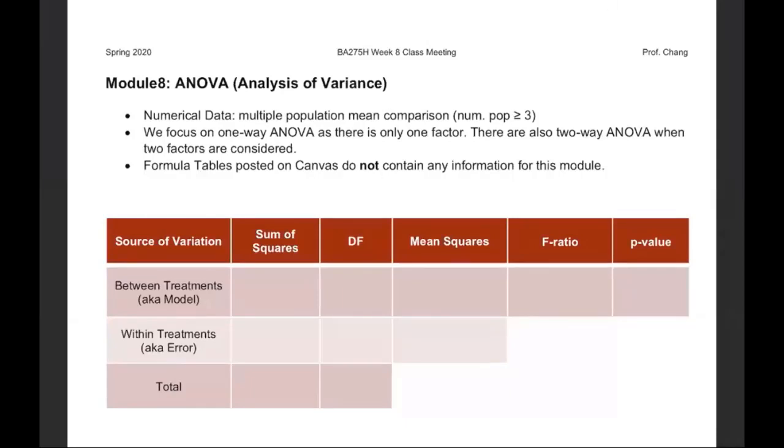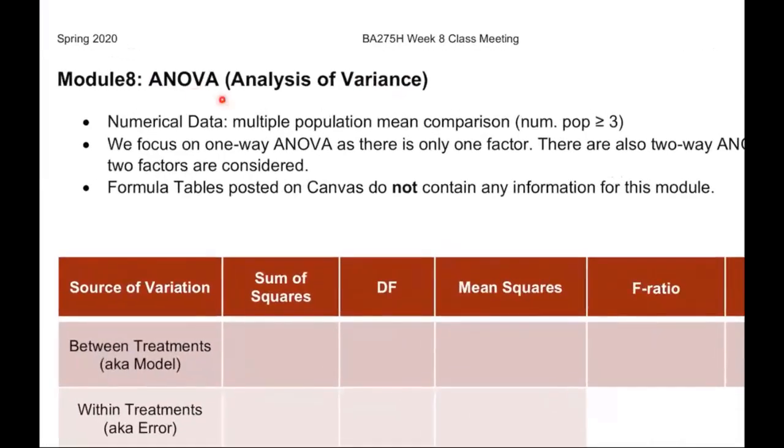Okay, so the first thing is we have to know what Anova stands for. And if you watch the video, you probably know it. So Anova stands for analysis of variance, right? Do you remember why? Where does the variance come from? Why is it called analysis of variance?